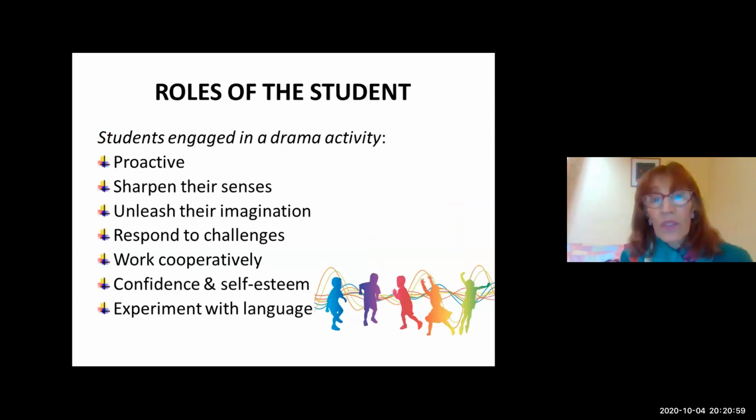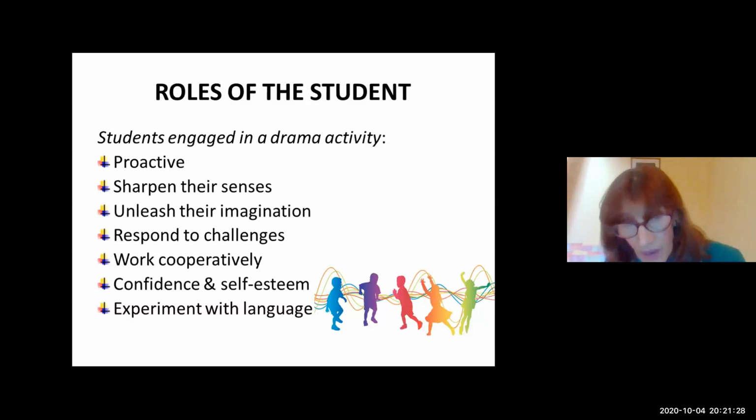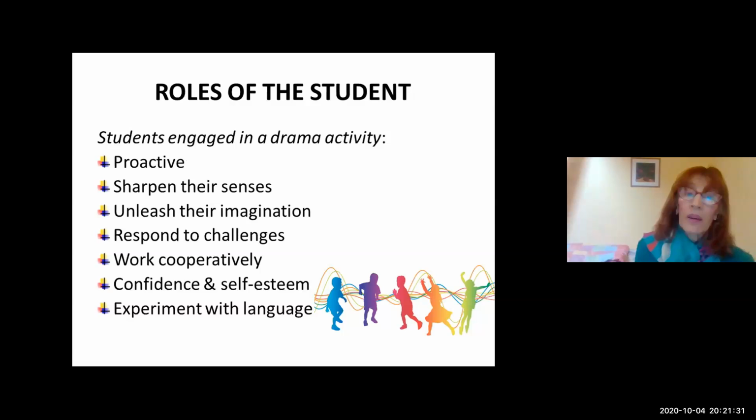Well, the roles of the students are completely different because now we are in a different type of classroom. It's not the conventional one. They are proactive. This means that they become highly motivated and engaged. They sharpen their senses because drama uses multisensory learning. They unleash their imagination because they cultivate creativity, and in this way they broaden their minds. They respond to challenges because they step out of the comfort zone. They work cooperatively because learning is a social act and they learn together.